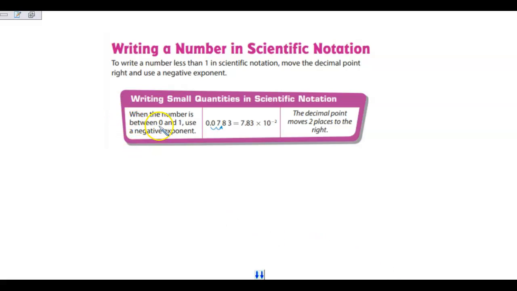When a number is between 0 and 1, use the negative exponent. So because it's 0 out here, we're going to use a negative exponent. We're going to move to the left 2 places to get to the correct location for a scientific notation number. And because we moved it 2 places to the left, it's going to be times 10 to the negative 2 power.